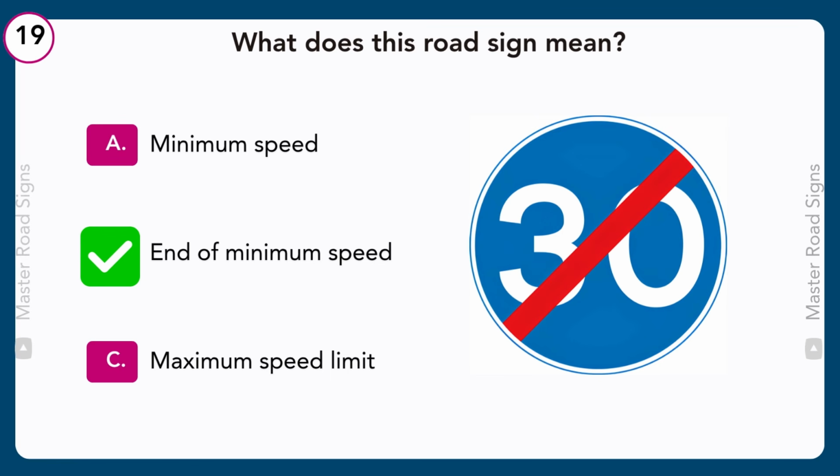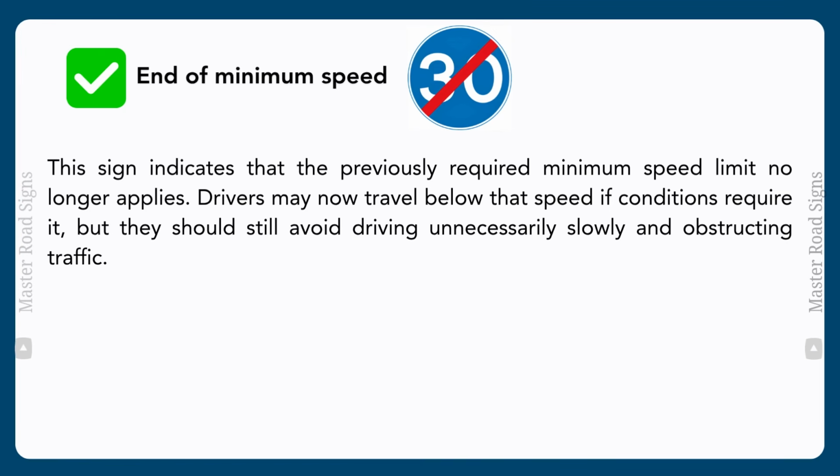Option B is correct, end of minimum speed. This sign indicates that the previously required minimum speed limit no longer applies. Drivers may now travel below that speed if conditions require it, but they should still avoid driving unnecessarily slowly and obstructing traffic.